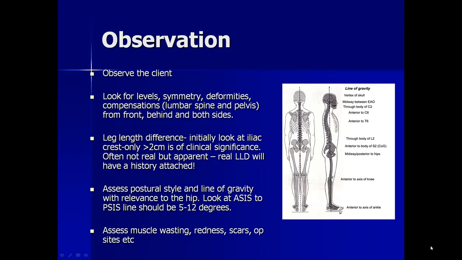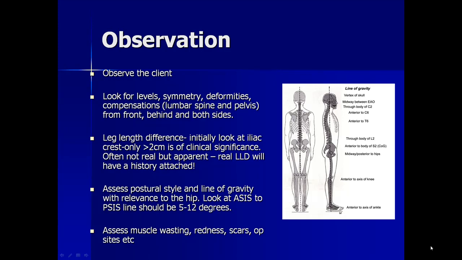Next thing is to look for levels and symmetry, deformities and compensations. And this is important to look from behind, in front and from both sides. It's also useful to get an idea of if there is any leg length difference, and this can be assessed through looking at the iliac crests and the levels of the greater trochanter.